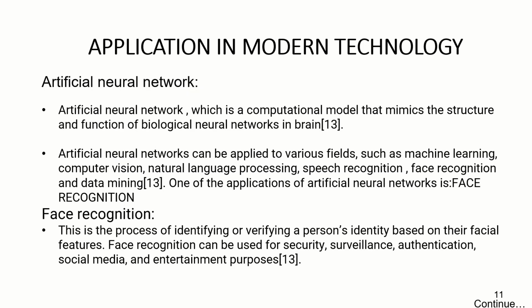Application in modern technology. ANN is an example of bio-inspired communication in modern technology. Artificial neural network is a computational model that mimics the structure and function of biological neural networks in the brain. Artificial neural networks can be applied to various fields such as machine learning, computer vision, natural language processing, speech recognition, face recognition, and data mining.